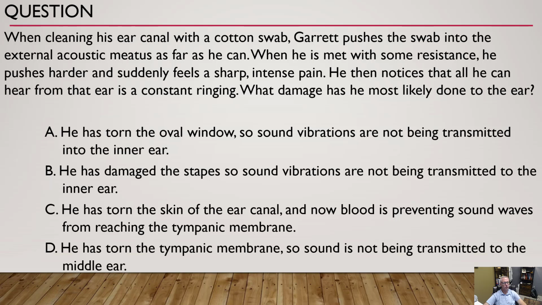All right, so question. When cleaning his ear with a cotton swab, Q-tip, Garrett pushes the swab into the external acoustic meatus as far as he can. When he is met with resistance, he pushes harder and suddenly feels a sharp, intense pain. He then notices that all he can hear from that ear is constant ringing. What damage has he done, most likely to his ear? He has torn the oval window, so vibrations are not being transmitted to his inner ear. He has damaged the stapes, he has torn the skin, or he has torn his tympanic membrane.